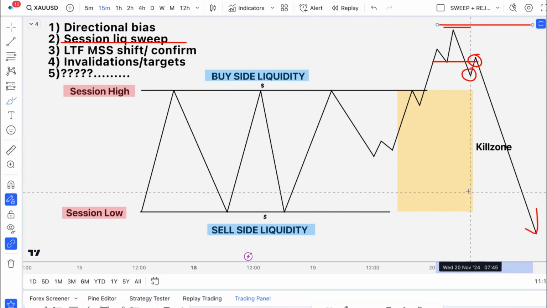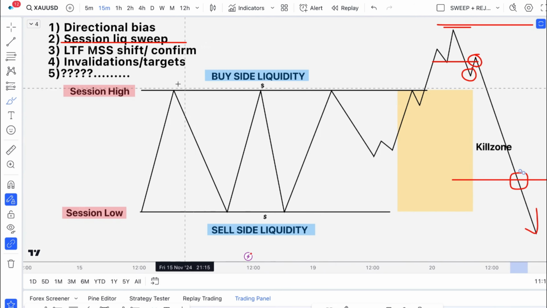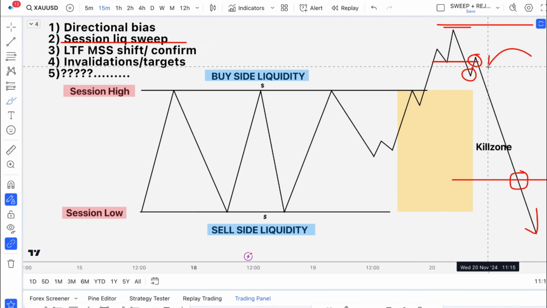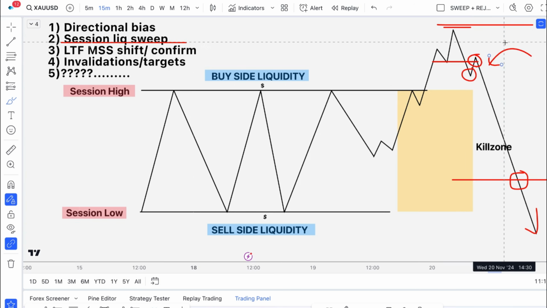Invalidation above the liquidity sweep, target a 1 to 2, maybe allow a runner to run, okay? And alternatively, you can just look for a 15-minute bearish confirmation during your kill zone. That's also absolutely fine in order to get short within this market. So these are the two sell models that we're going to be looking at trading. Now let's look at some live trade examples so we can piece this all together.